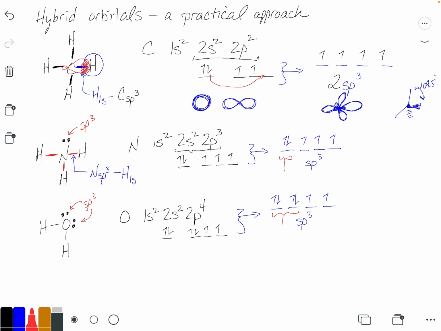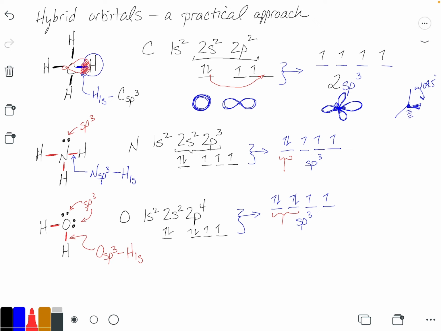And I have 2 unpaired electrons that are left to bond with something else. And so I would say that's an oxygen sp3 orbital overlapping with the only thing hydrogen has to give, a 1s orbital. All right.